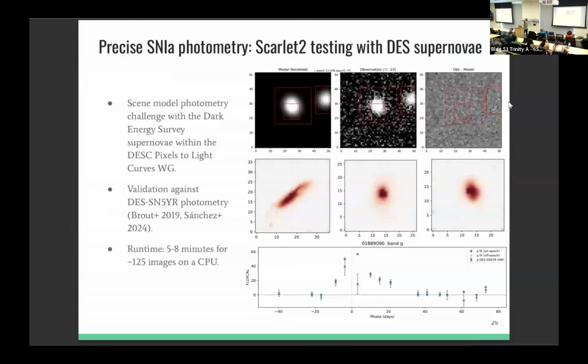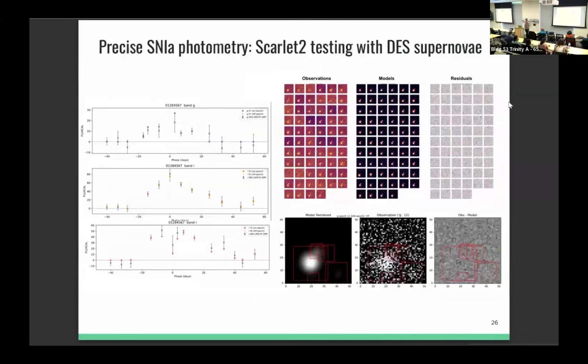And I wanted to mention briefly some work that's going on in the LSST DESC Pixels to Light Curves working group, where we're validating this kind of approach of scene modeling with a few different codes, including Scarlet 2, in order to extract high quality supernova Ia light curves, where we're rerunning photometry of all the Dark Energy Survey supernovae, comparing them to the previous pipeline, and showing that we can run this code that's built for the joint analysis at scale in order to extract high quality supernova light curves with this different approach.